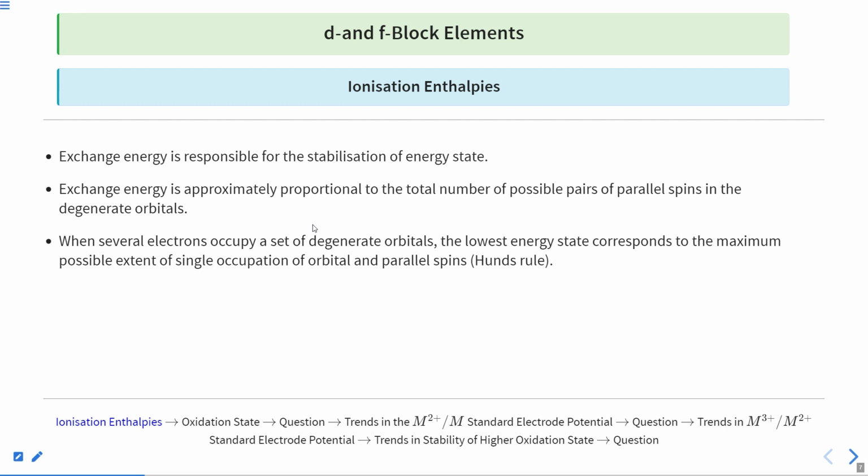For that reason, you can see that this is a kind of delocalization also, but we are not calling it delocalization. Instead, we are calling it exchange energy. So you can say that delocalization is nothing but a complex form of exchange energy, right? When several electrons occupy a set of degenerate orbitals, the lowest energy state corresponds to the maximum possible extent of single occupation of orbitals and parallel spins. Clear?